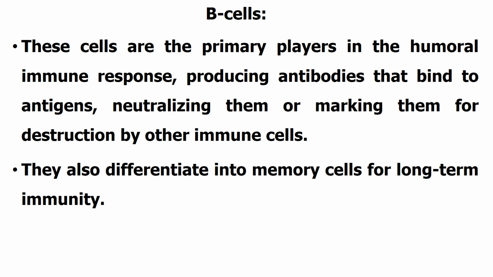B cells are the primary players in the humoral immune system, producing antibodies that bind to antigens, neutralizing them or marking them for destruction by other immune cells. They also differentiate into memory cells for long-term immunity. That is, after synthesizing antibodies, they are stored in case of future exposure. They can easily reproduce the antibodies.